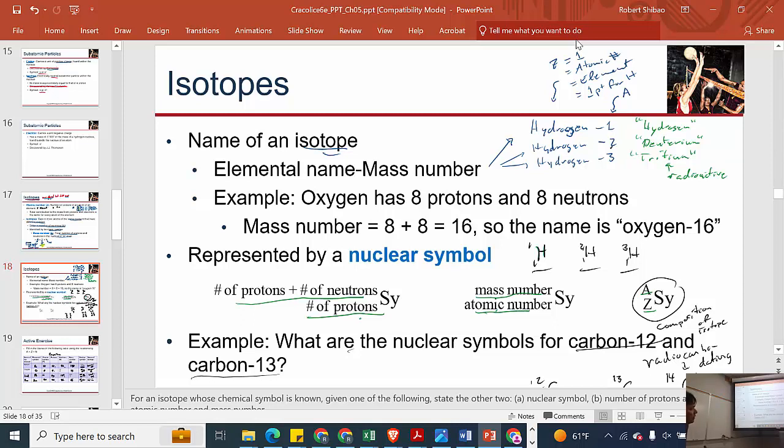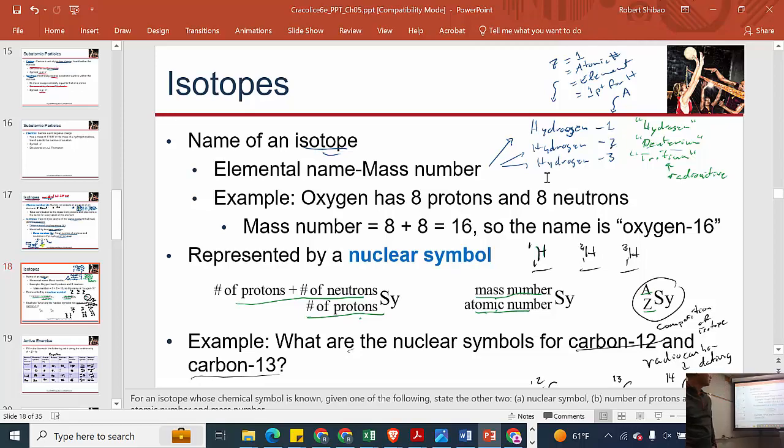Some of these hydrogens have a special name to them. So for example, hydrogen 1 is often just called hydrogen, but hydrogen 2 gets a special name, deuterium. And then hydrogen 3 gets a special name, tritium. Tritium, however, is unstable. It turns out that the number of neutrons plays an important role in stability. It's thought that the neutrons are what holds the nucleus together.